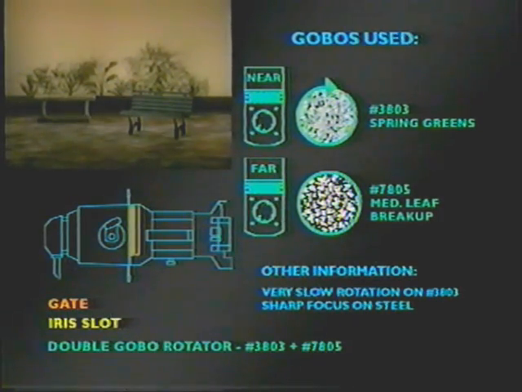Rotate the prismatic very slowly to create the effect of leaves rustling in the wind. Note that the steel pattern is not rotating. By positioning it in the far wheel of the rotator, the farthest plane of focus, it is able to be projected in sharp focus. Otherwise, the prismatic would distort the image.